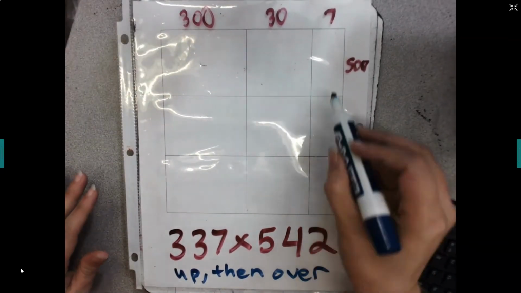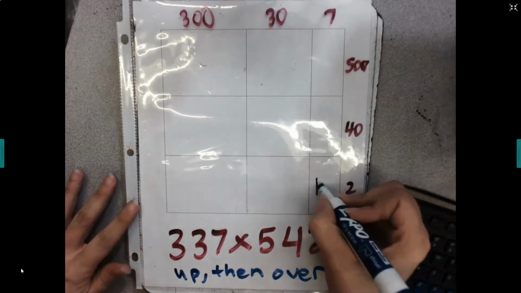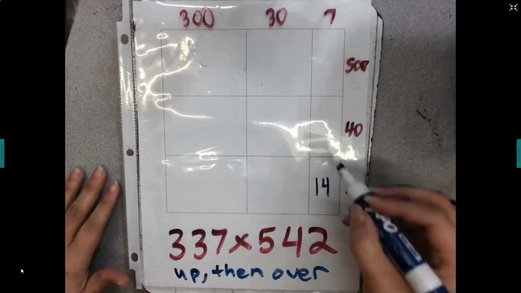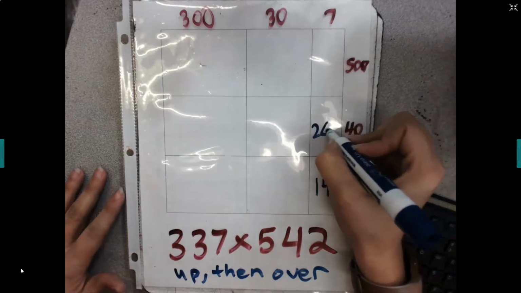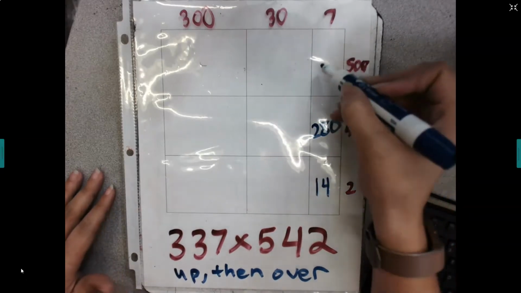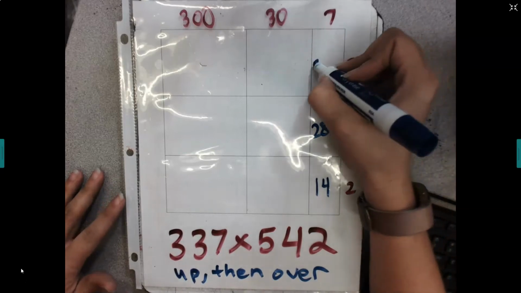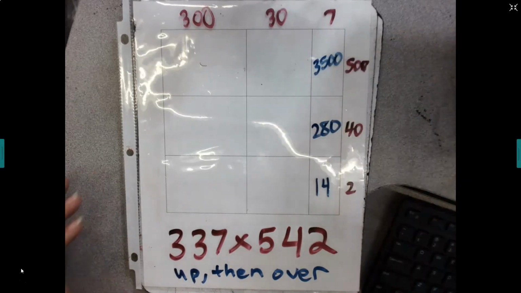I'm going to start here. I look up to 7, over to 2. 7 times 2 is 14. I look up to 7, over to 40. 7 times 40 is 280. I look up to 7, over to 500. 7 times 500 is 3,500.